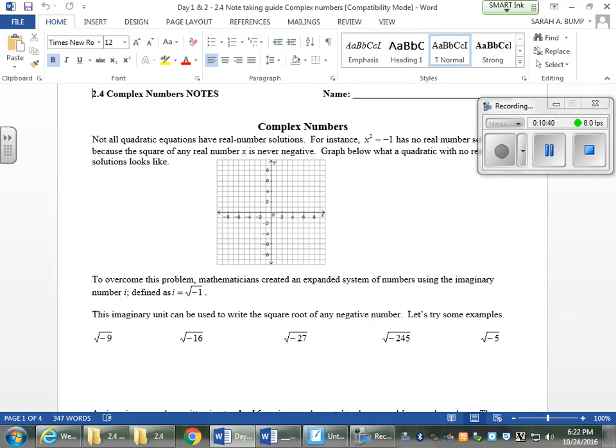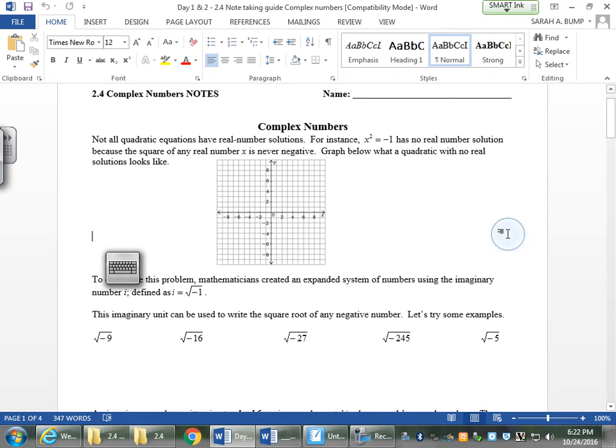So let's start talking about complex numbers. If we read through the top part here, it says, not all quadratic equations have real number solutions, which we've learned about. We think about roots. Not all functions have 2 roots. They don't necessarily have to touch the x-axis.